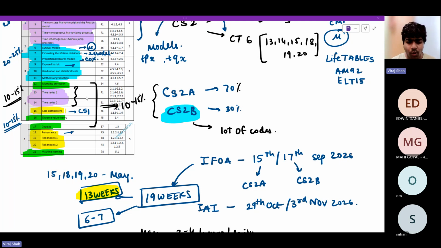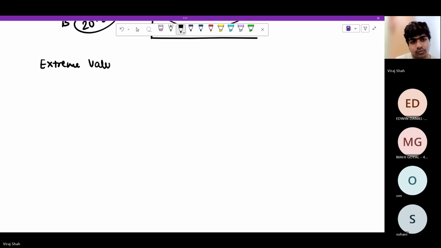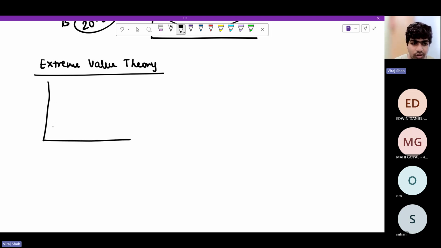That is what we study in chapter number 12, mortality projection. We have two or three models here. We are going to study that. So this is mortality projection. Talking about extreme value theory. So why do we study extreme value theory? What is extreme value theory? When I say extreme value theory, basically, if you see this graph, you have seen a graph like this, correct?